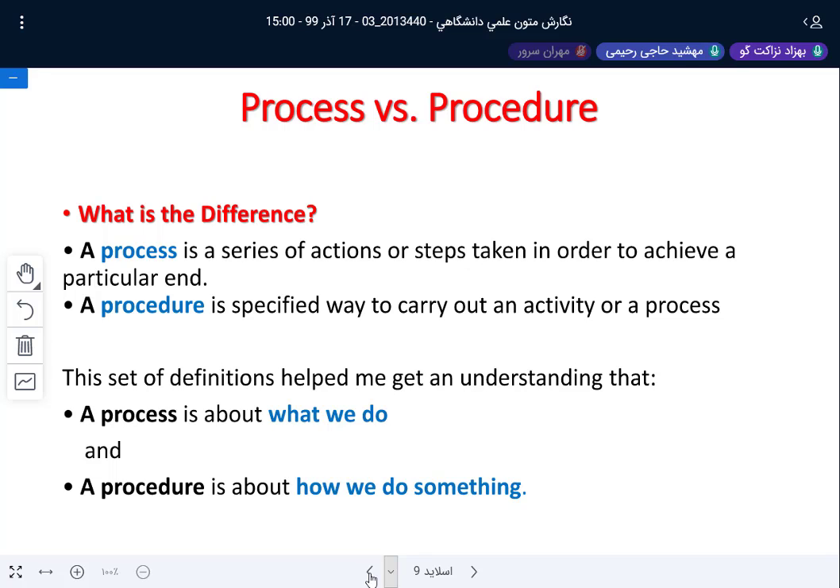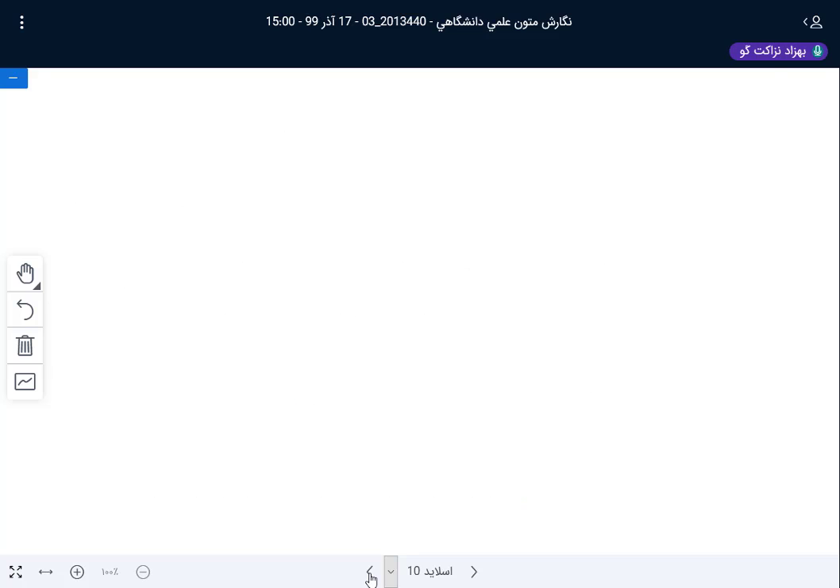A process is a series of actions or steps taken in order to achieve a particular end. A procedure is a specified way to carry out an activity or a process. This set of definitions helps me get an understanding that a process is about what we do and a procedure is about how we do something. What we do, and how we do what we do. This is a procedure. Procedure means how we do what we do, but the process is what we do. Okay? This is the difference.